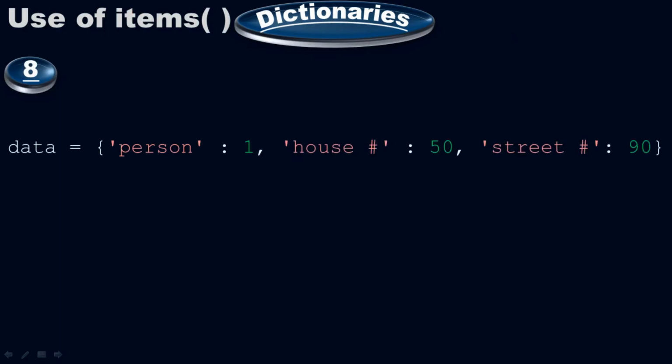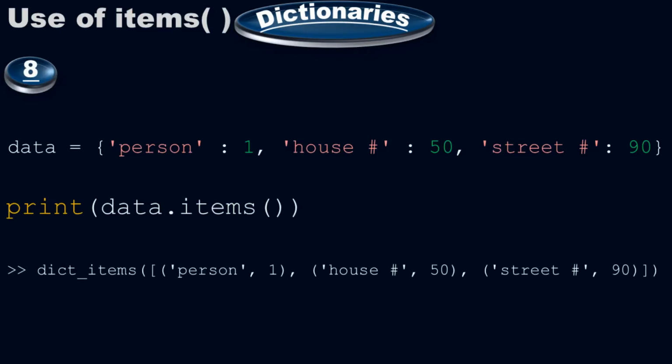Now to use the items function, items with the opening and closing parenthesis is called the items function. We just tried the keys function. Now to deal with the items function, let me check an example here. Example number 8, data equals to person 1, house number 50, street number 90. To the point of data.items function, it will return this output.